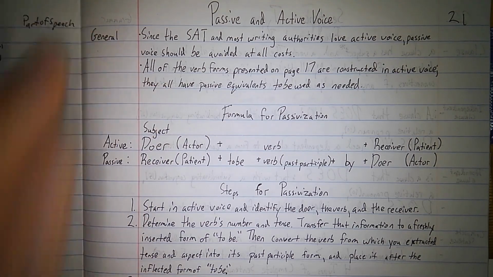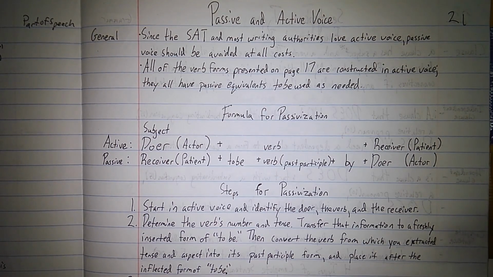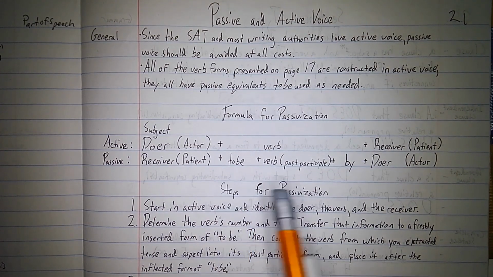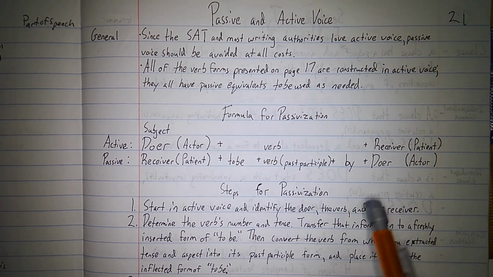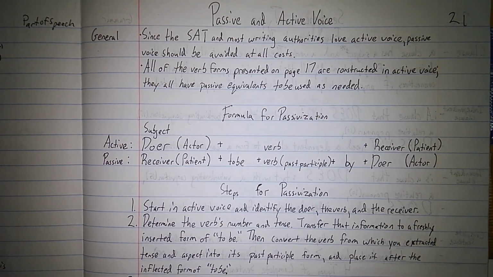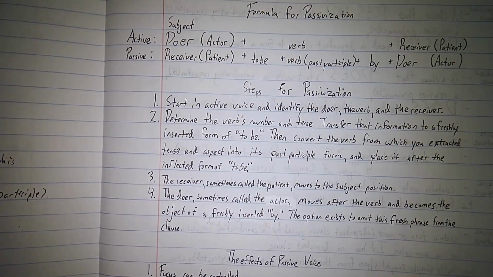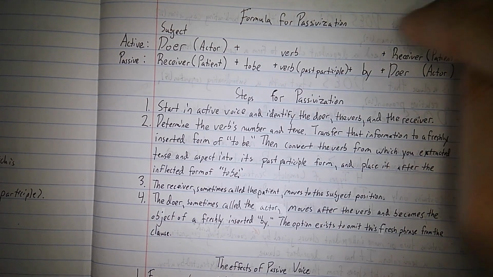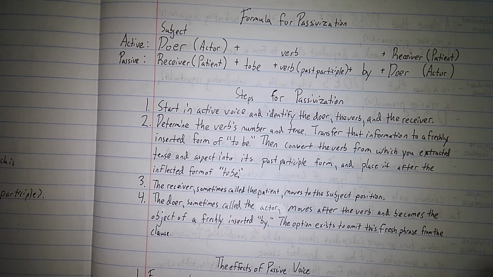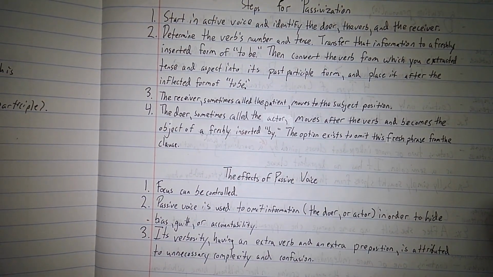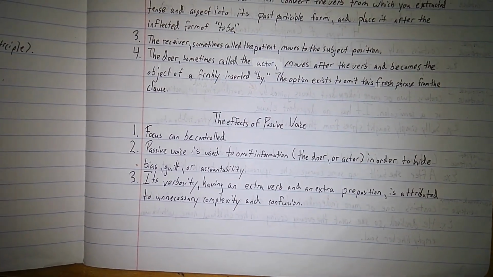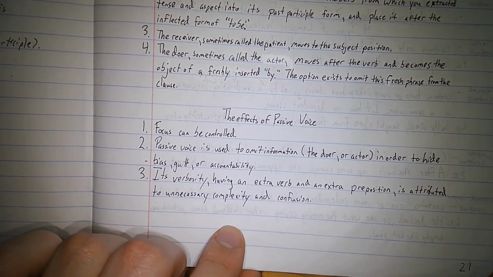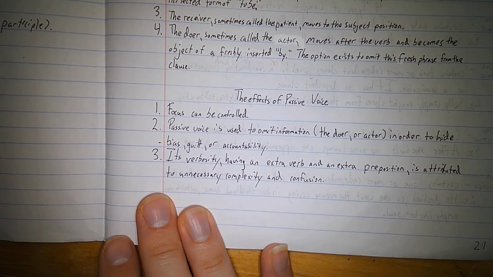On page 21, we have this general information: the formula for passivization that we spent a lot of time manipulating, the presence of to-be verbs, participial or prepositional phrases in the case of passive voice. I've written out steps for passivization that I think are pretty fun. They can help you out a lot. Then this is the lesson of the day, the effects of passive voice. I'm going to put these up and write page 21 on the bottom right here. Pause this video, get these notes down.